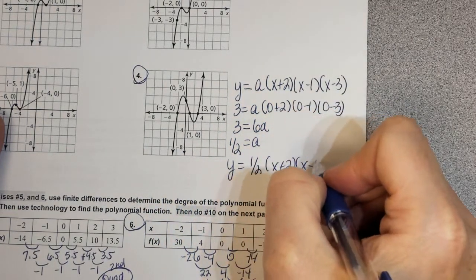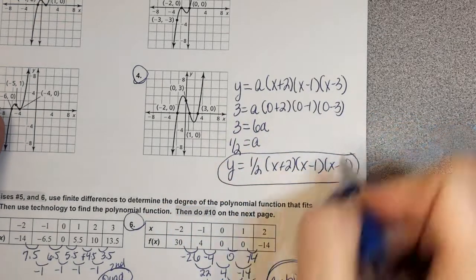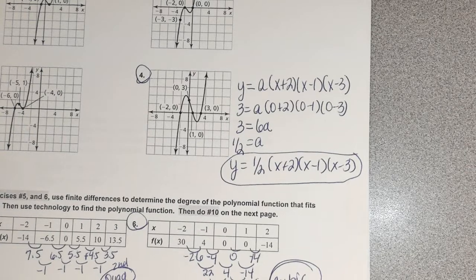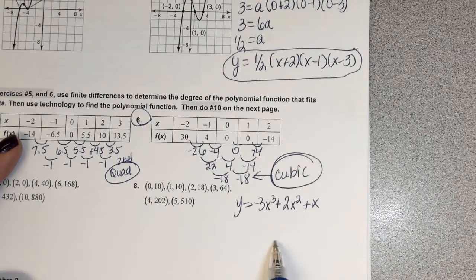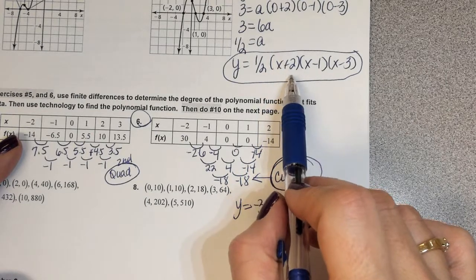And this is going to be my function in factored out form. And that's totally fine to write a function in factored out form. You don't have to multiply it all out. Okay? In fact, this kind of form is actually more helpful than having it multiplied out, because isn't it easier to graph it when it's in this form?